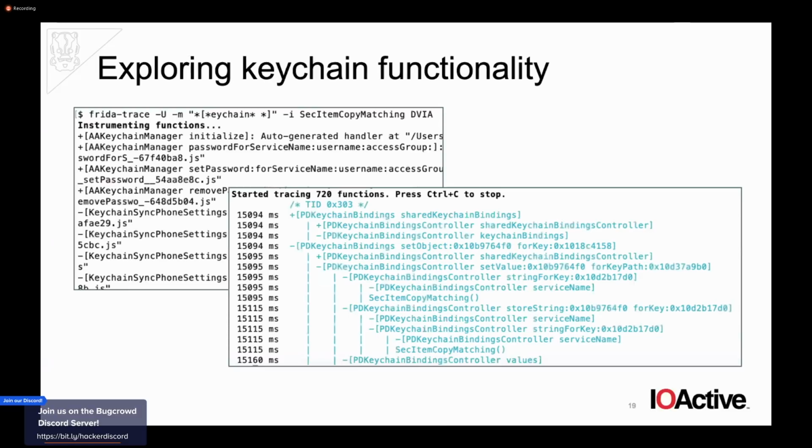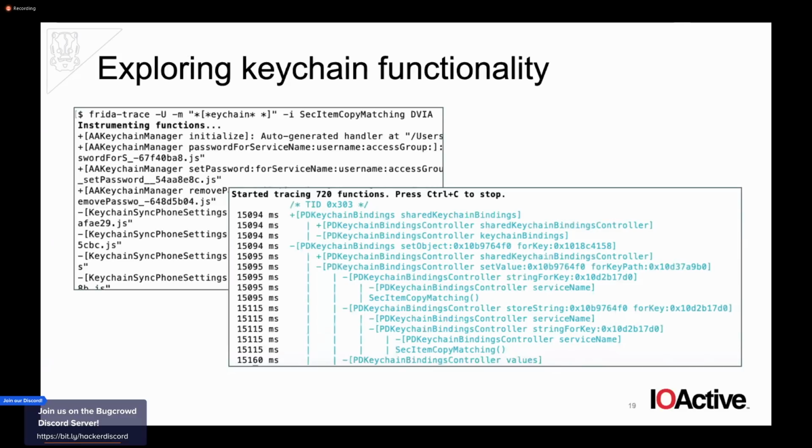So if we execute this on DVIA, which is the Damn Vulnerable iOS app, and by the way, this is a great app if you just want to explore what Frida can do in a safe way, and something that you can get source code to, this is a really good way to get started. So we're going to execute this on DVIA, and we'll see right off the bat, we get quite a few functions that it's instrumenting. It found a lot of keychain classes just with keychain in the name. In fact, it traced 720 functions.